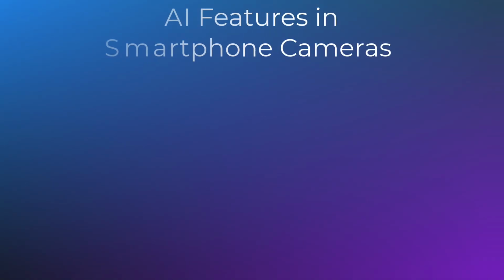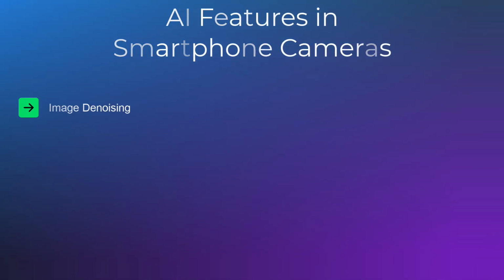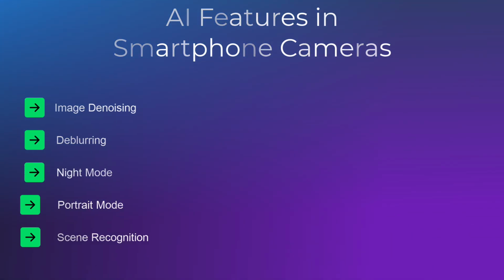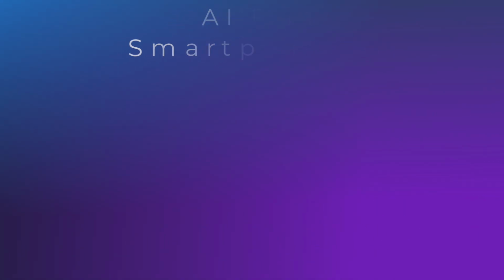As mentioned in the previous video, we started the series by exploring how AI is integrated into your smartphone camera. In the first video of this series, I walked you through how the different AI features are built into your cameras and automatically applied every time you take a picture using your phone. These features are image denoising, deblurring, night mode, portrait mode, and scene recognition. However, we only touched on these features at a high level.